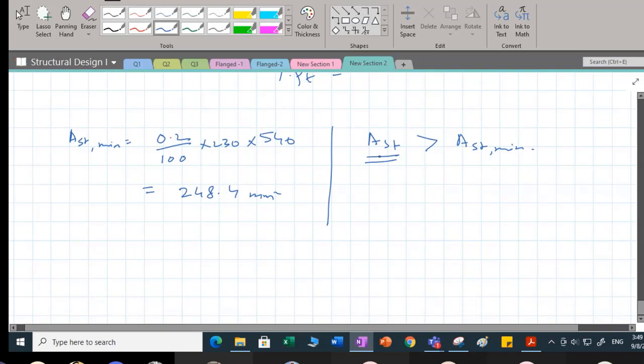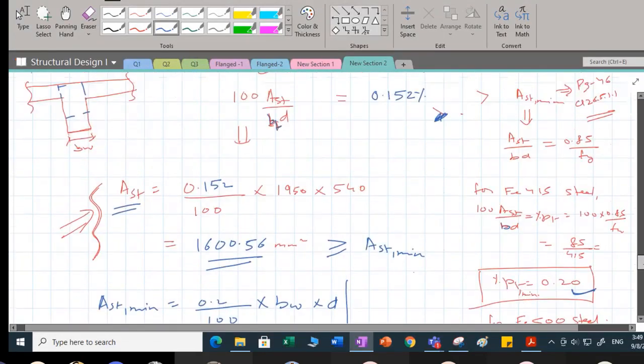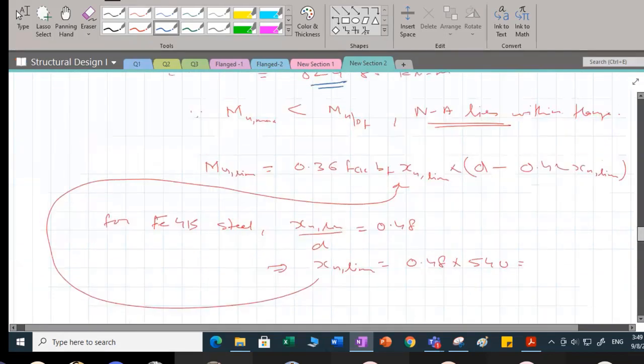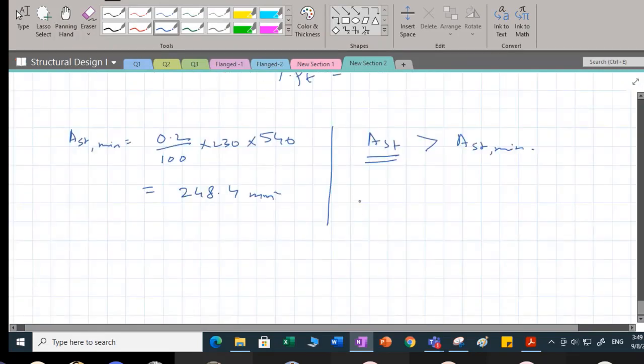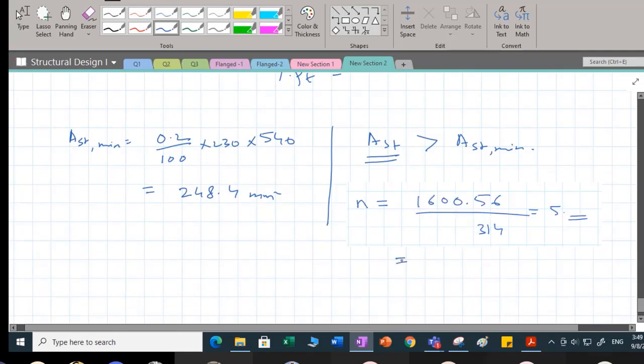So I should not worry. I am providing steel more than Ast minimum. So your steel quantity is going to be what? 1600.56 millimeters square. Now can you tell me how many number of bars you are going to provide? So you said that you will be going with 20 mm diameter. When we computed this effective depth D, we said that you will be providing 20 mm bar. So what will be the number of bars? So it will become 6.